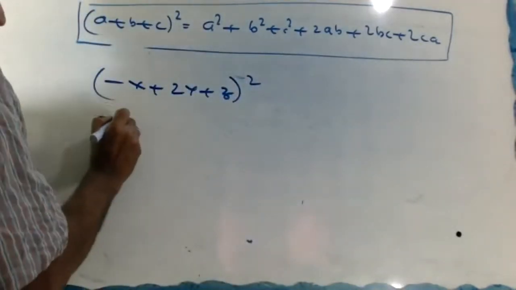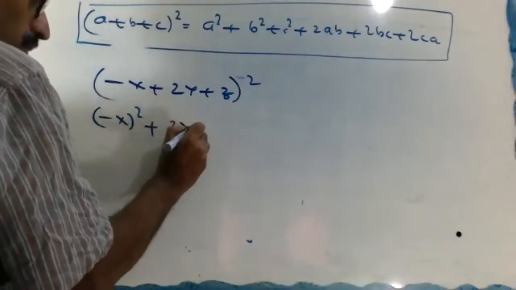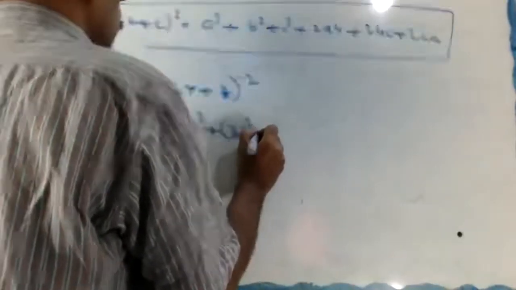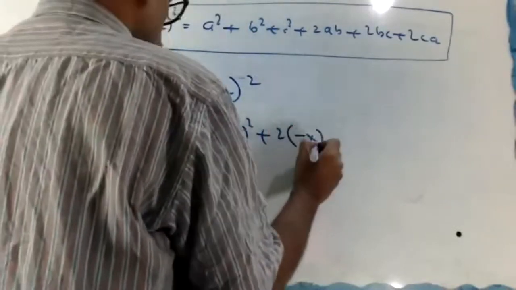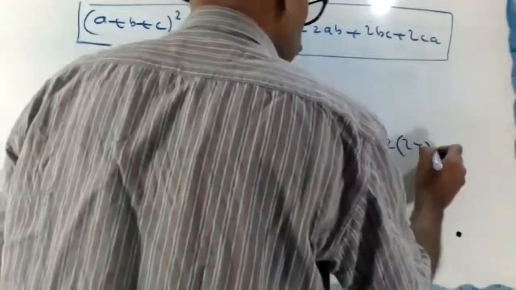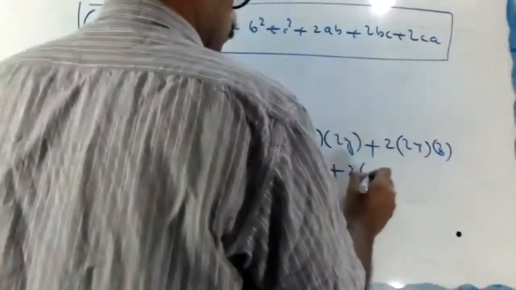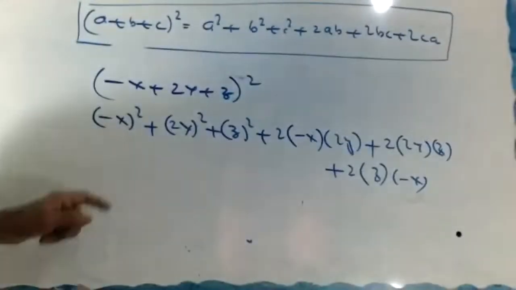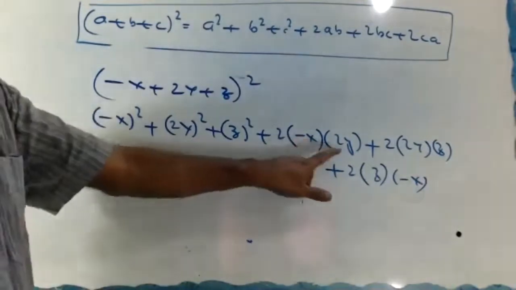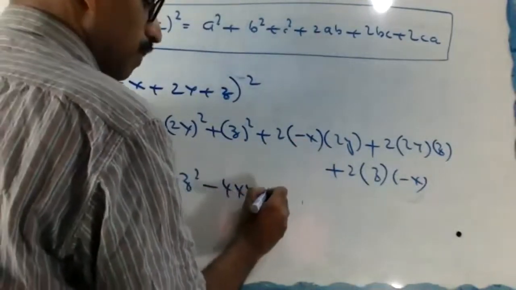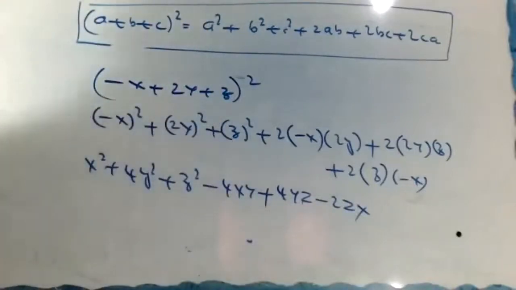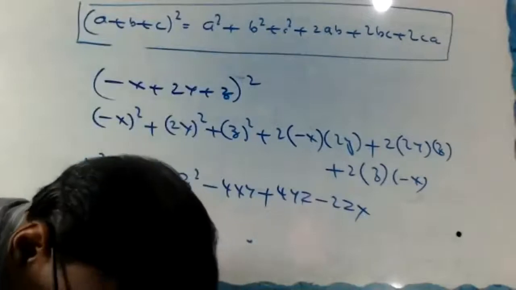Look. (Minus x) whole square plus (2y) whole square plus z whole square plus 2 into minus x into 2y plus 2 into 2y into z plus 2 into z into minus x. Don't write the answer directly; you should follow these lines. Minus x square is x square, plus 4y square plus z square minus 4xy plus 4yz minus 2zx. Okay, copy first.